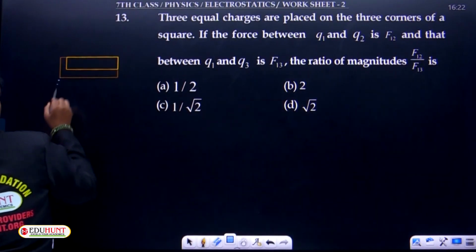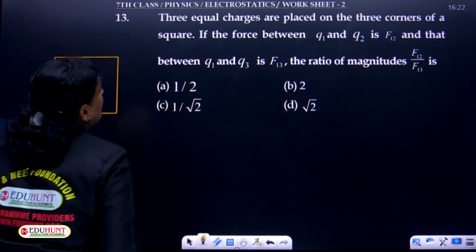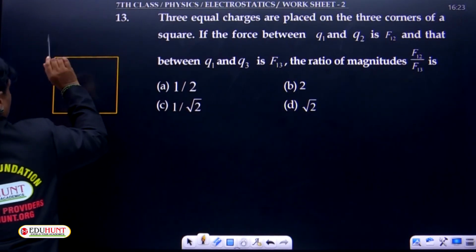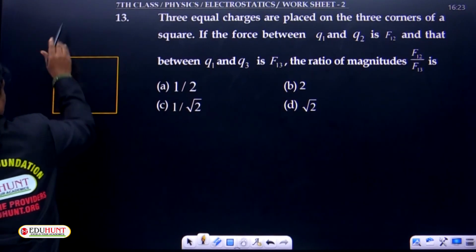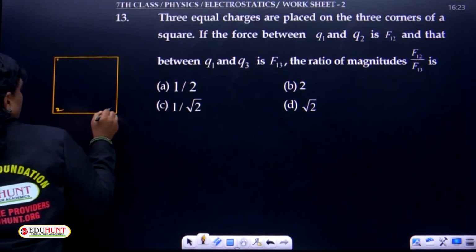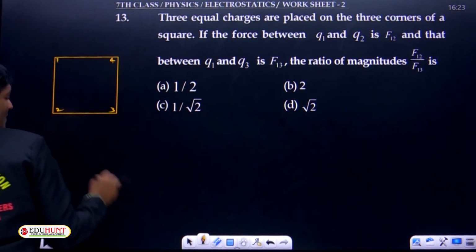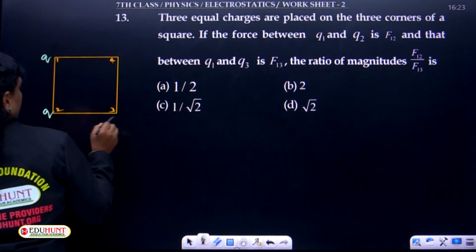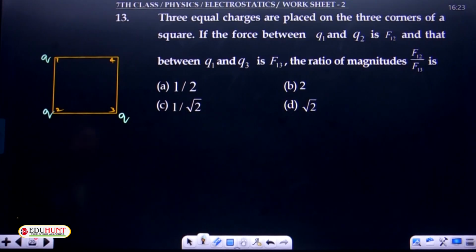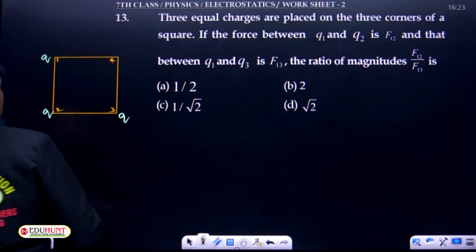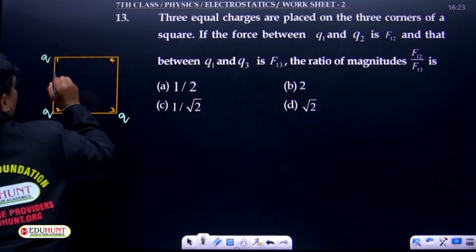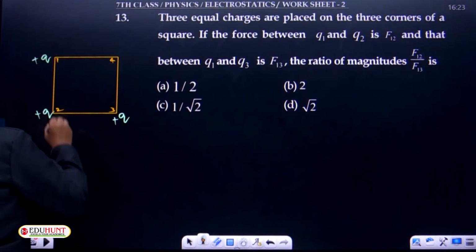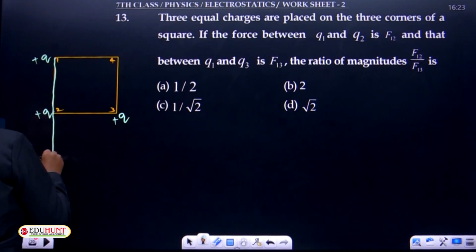So on the square, three equal charges are placed on three corners. So let us suppose this as first corner, second corner, third corner as well as fourth corner. So on the four corners, three charges Q, Q, Q are kept. If the force between Q1 and Q2 is F12, so Q1 and Q2 are equal charges. Suppose they are all positive. Between the two charges, force of repulsion takes place and the direction will be something like this.